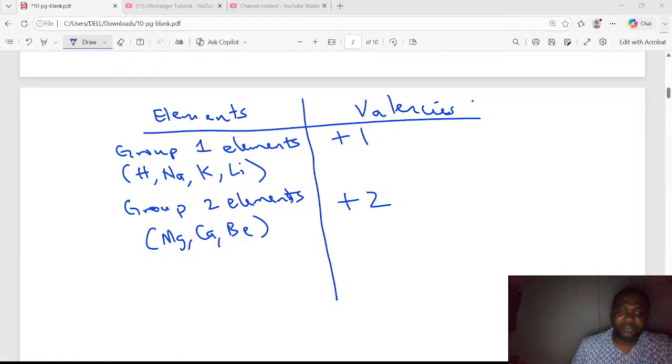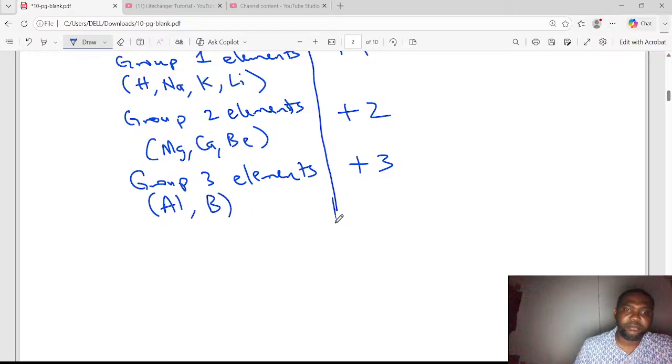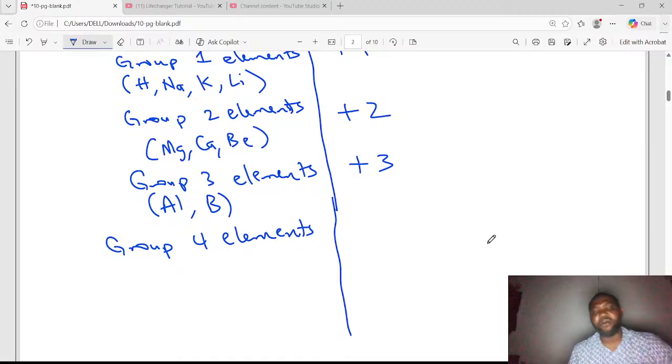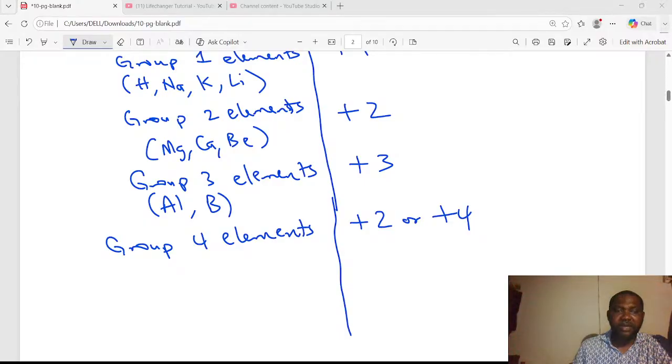Now, the next one is group 3 elements. Group 3 elements, the valency is +3. So you have something like aluminium and boron. Group 4 elements. Now, this one here, you have to be careful. Group 4 has 2 valencies. Group 4 can be +2. Sometimes it can be +4. Please note, group 4 elements have 2 valencies. Sometimes it can be +2 and sometimes it can be +4.